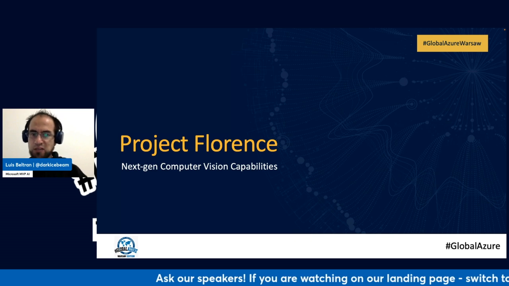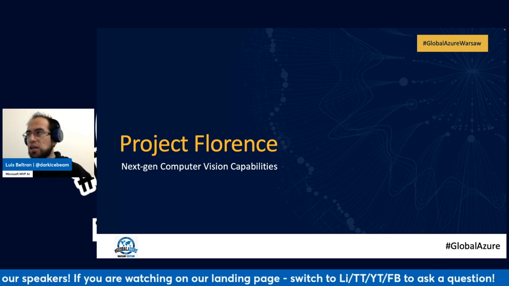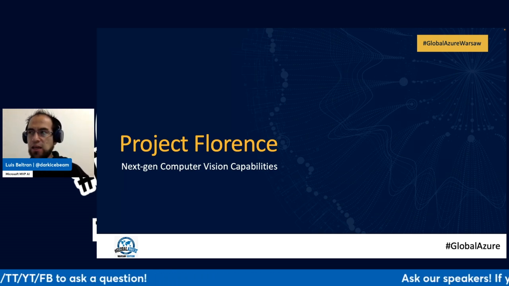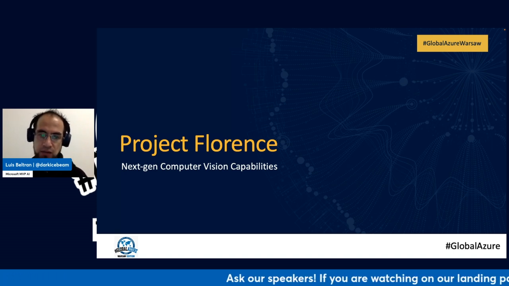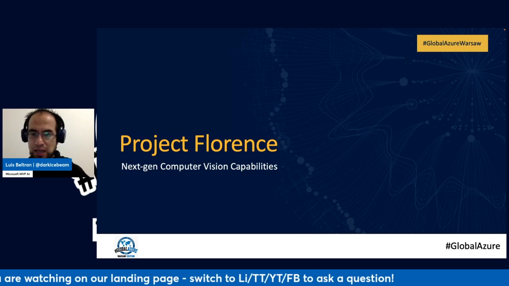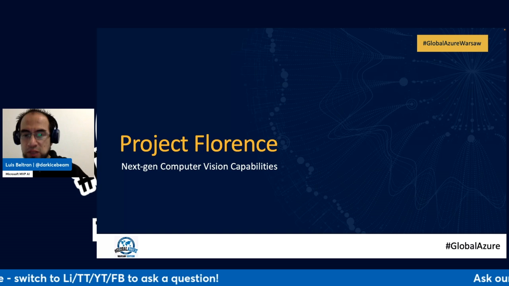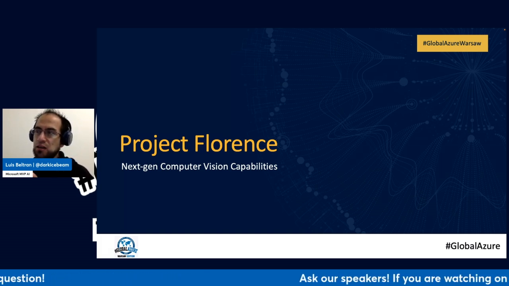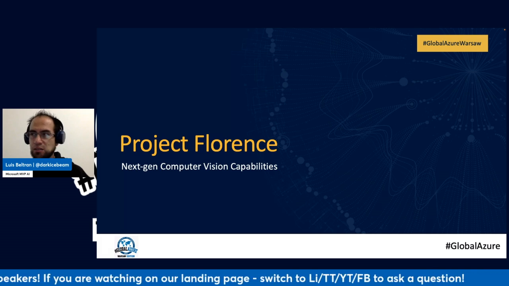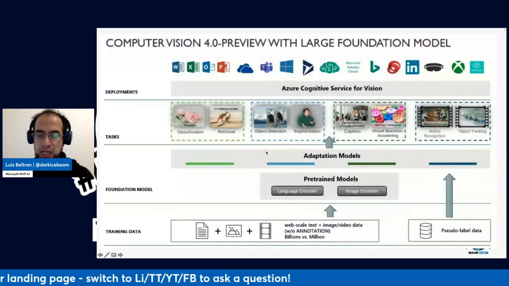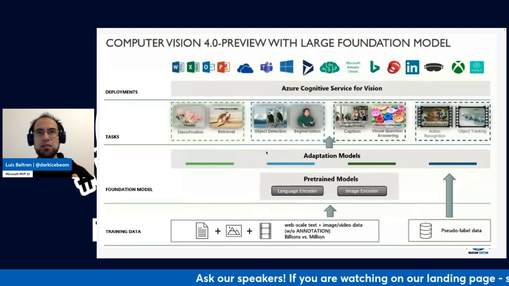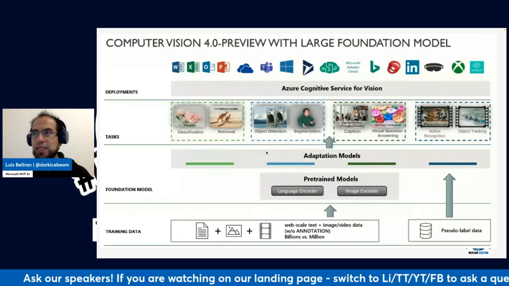Starting from this version 4.0, this is the first time that the cognitive services for vision has launched something called a large foundational model, which is the Project Florence. Recently, there have been a lot of research papers by the Microsoft research team. Essentially, this project has been trained with a massive amount of data, billions of text-to-image pairs. And Project Florence is known as a multimodality model. Why is it called a multimodality model? Because the model can perform both text and vision capabilities or analysis.